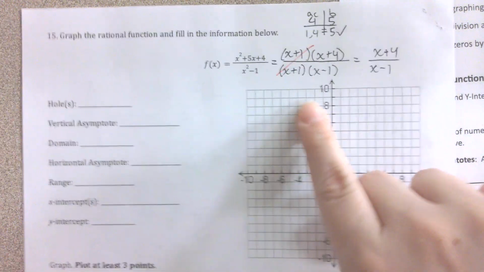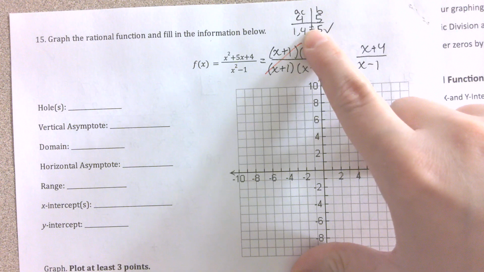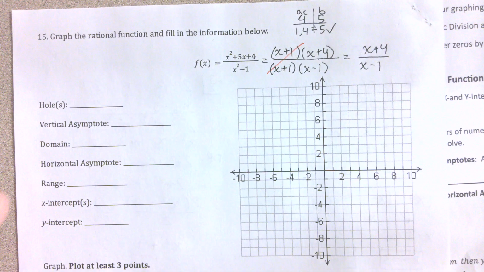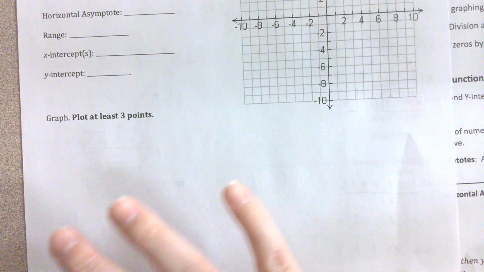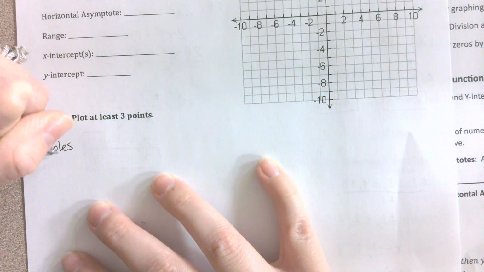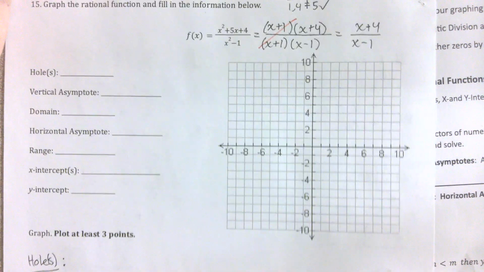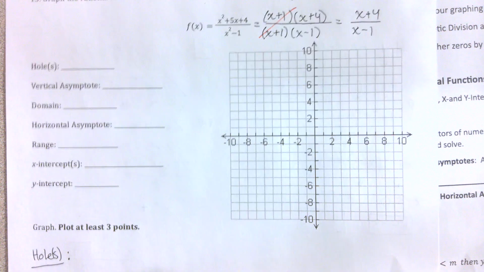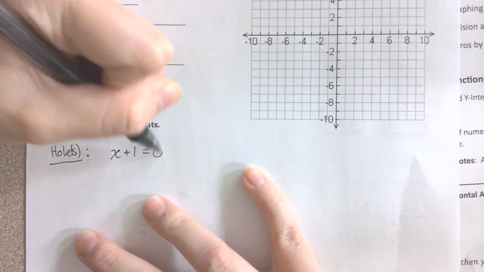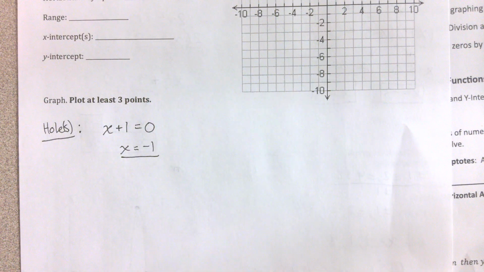Holes. The holes are the factors, when factored, the ones that cancel out specifically. So the hole is for x plus 1. I'm going to come down here to do this work. So what you do is you take the canceled out factor and you set it equal to 0. So we have x plus 1 equals 0. So that means x equals -1.